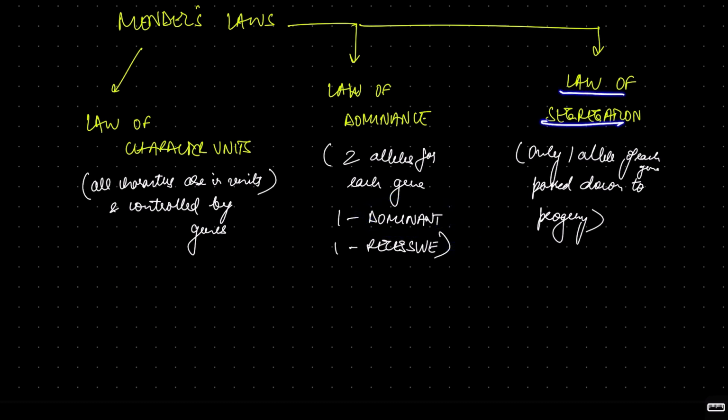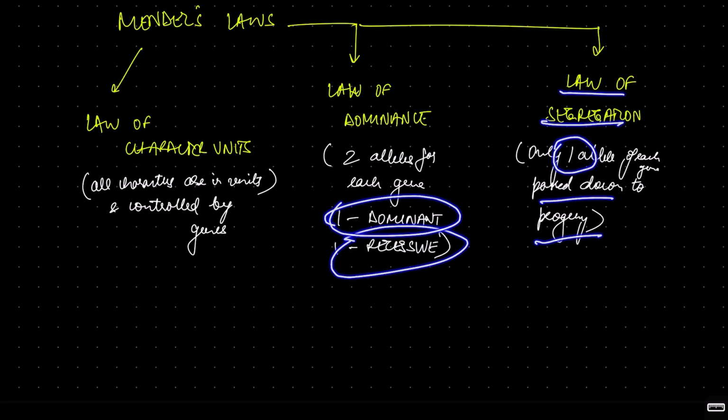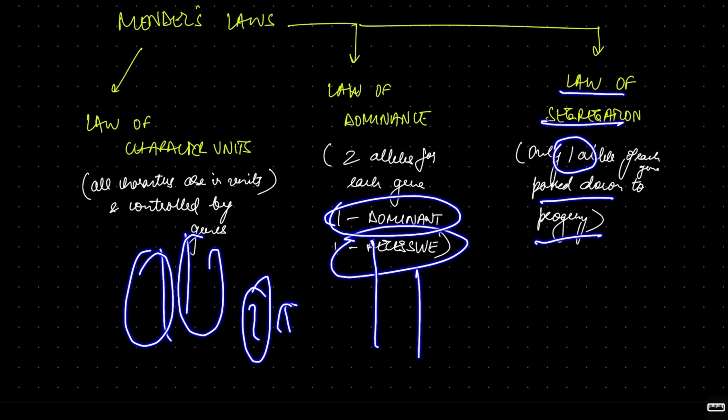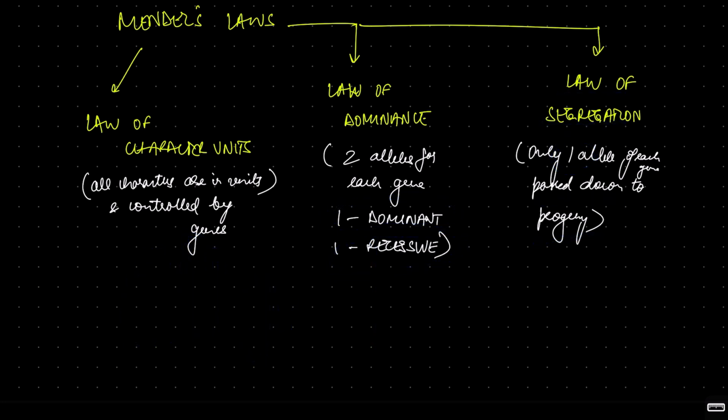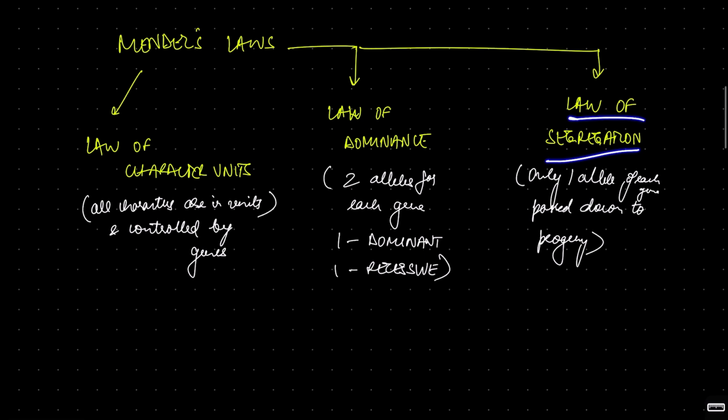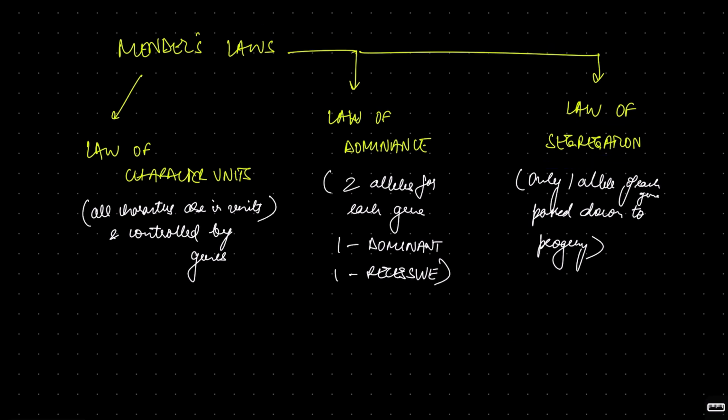Law of segregation is only one allele is passed down to the progeny, that is either the recessive allele or the dominant allele, or sometimes you can have both dominant alleles or both recessive alleles, or one dominant, one recessive. But this segregation, they segregate and they're passed down to the progeny completely random, and only one allele is passed down from a parent. That is, a progeny gets one allele of a gene from the mother and one allele of the gene from the father. That is law of segregation. These are the 3 Mendel laws of inheritance: law of character units, law of dominance, and law of segregation.